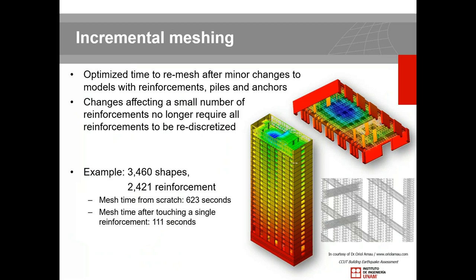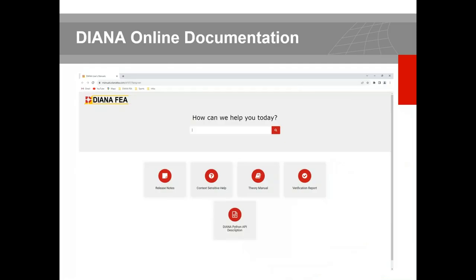Another powerful feature is incremental meshing. This is very interesting when you are dealing with complex models and you need to do some modification at the geometry level for any reason. Thanks to this incremental meshing, you don't need to remesh the whole model. Diana automatically goes for the meshing of the geometry part of your model that has been subjected to modification. This way, you can save a lot of time in terms of meshing or remeshing of your model when subjected to change. So this is also a nice feature.